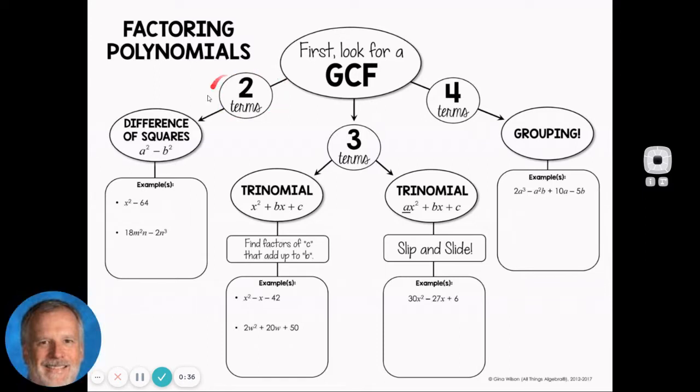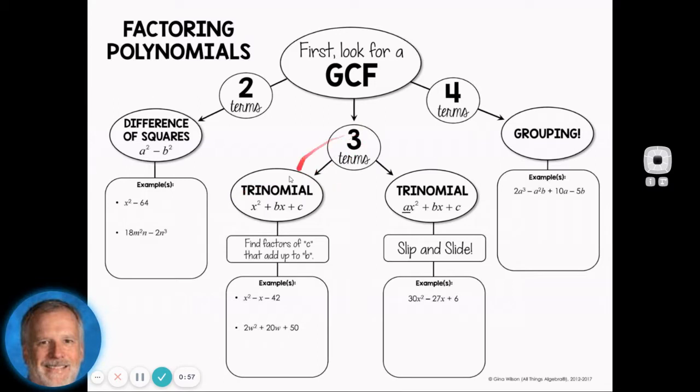For example, if it has two terms, then it could be a difference of squares. Difference, of course, being a subtraction of squares. If it doesn't have two terms and a subtraction sign, there's no way that it can be a difference of squares. We're going to look at these examples and work these in just a minute.